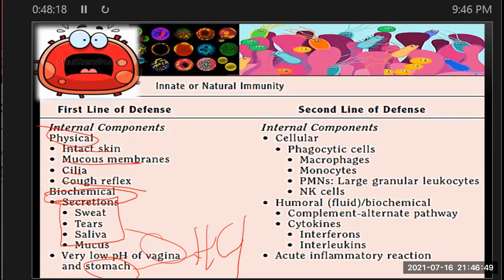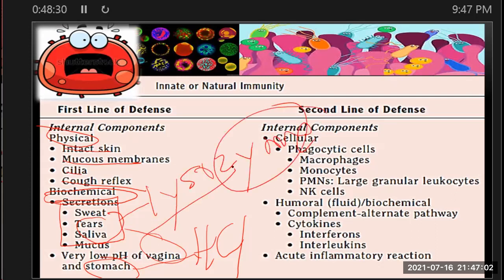Lysozyme is an enzyme found in many secretions such as tears and saliva. So tears and saliva both have lysozyme. Take note: zyme, enzyme, and this one is lysis. These lysozymes are effective especially against gram-positive microorganisms.